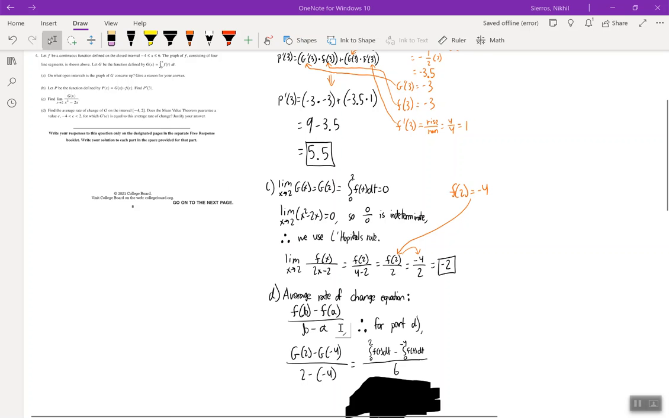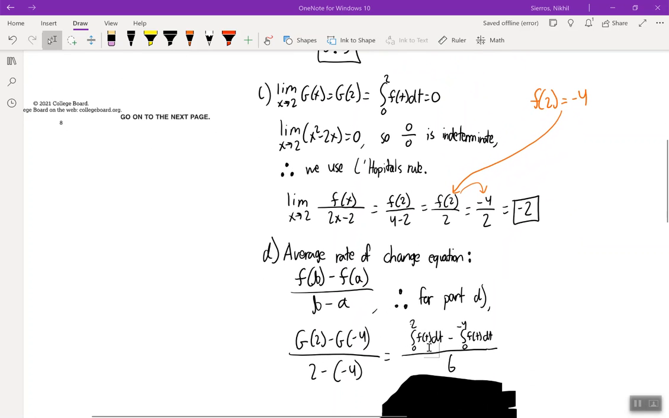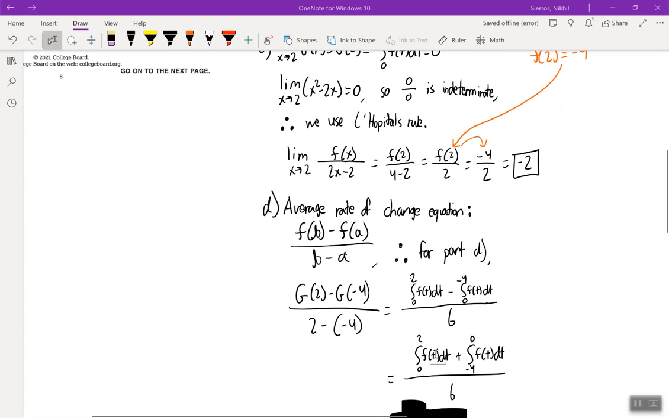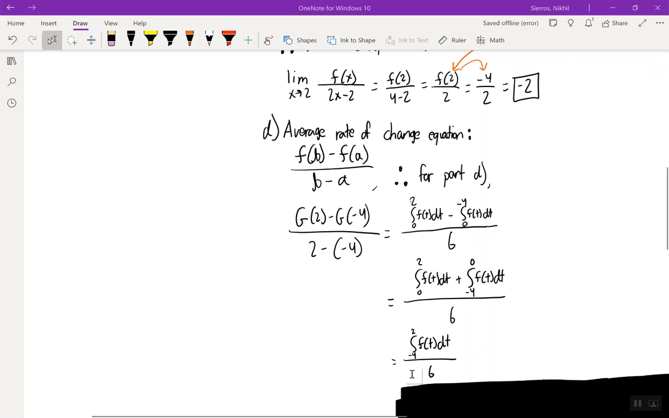So then we're going to treat the b value as 2 and treat our a value as negative 4. So we're going to get g of 2 minus g of negative 4 over 2 minus negative 4, which in turn is going to equal the integral from 0 to 2 of f of t dt minus the integral from 0 to negative 4 of f of t dt over 6. Now we will rewrite our equation as the integral from 0 to 2 of f of t dt plus the integral from negative 4 to 0 of f of t dt, to keep things going from the smaller value on the bottom of the integral to the larger value on the top of the integral. Then we can combine both integrals to be the integral from negative 4 to 2 of f of t dt over 6.